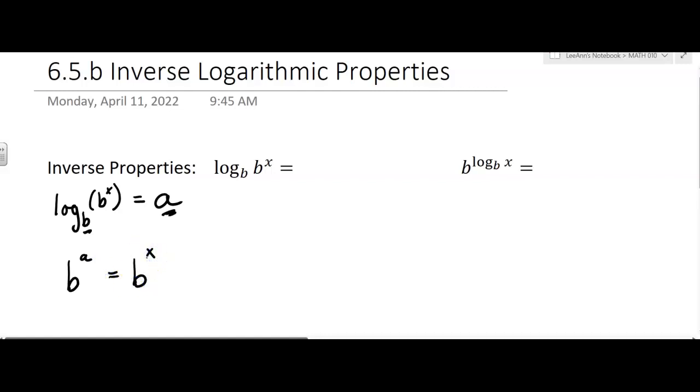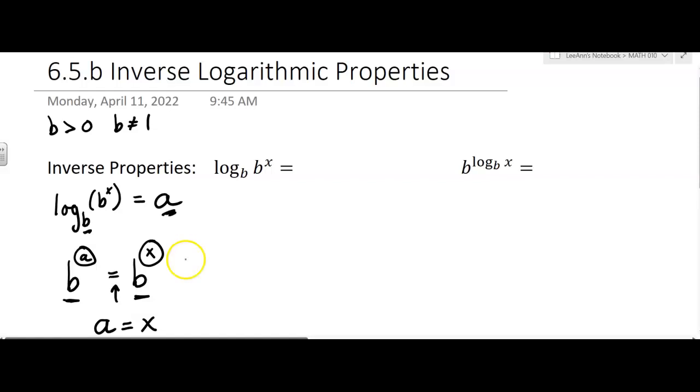All right, well, by the same logic we used in the last video, if the bases are the same and they're equal to each other, then those exponents have to be equal to each other. So a equals x. Now you could think about these different situations, but remember there are certain restrictions on b. b has to be greater than 0 and b cannot equal 1. Okay, so that kind of takes care of the restrictions.